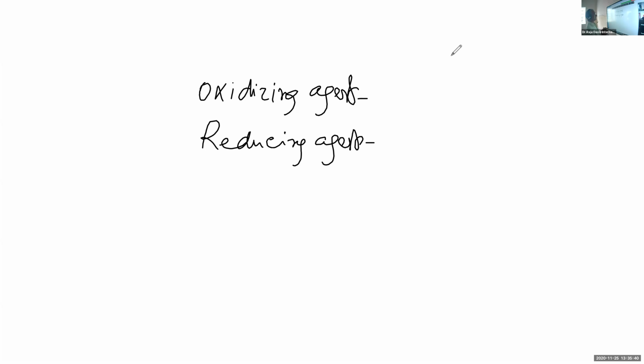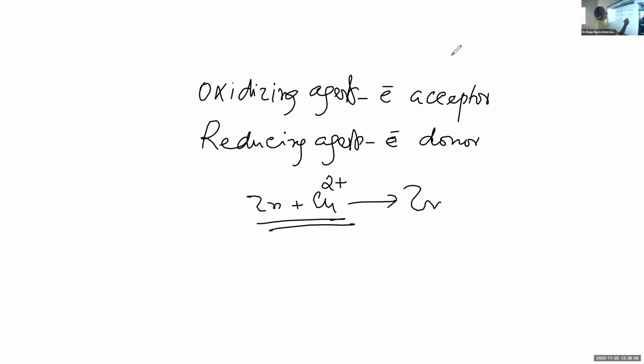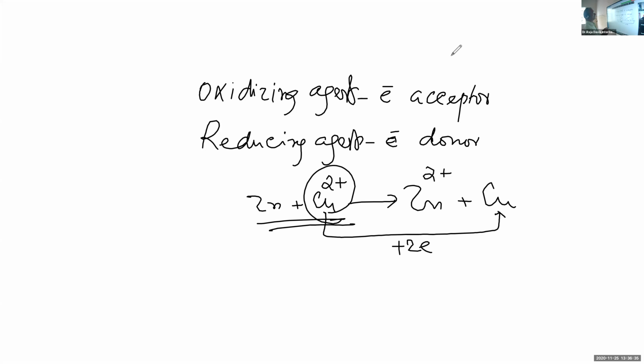And what is an oxidizing agent? An oxidizing agent is an electron acceptor. A reducing agent is an electron donor. You consider only the left hand side, that is Zn and Cu2+. Which is the electron acceptor and which is the electron donor? Which is accepting electrons? Cu2+ is converted to Cu, so 2 electrons are accepted. So Cu2+ is the electron acceptor, and therefore Cu2+ is the oxidizing agent.